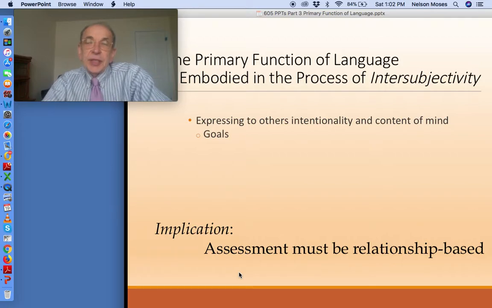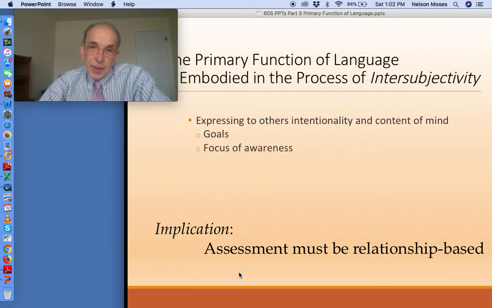And again, what is intentionality? What is content of mind? Well, the goals one has in speaking, what one is trying to accomplish, the focus of awareness. And in the area of language, consciousness or awareness is critical. If you're not aware of something, you're really not going to be speaking about it. Think about that. Your content of language is things that we're aware of. Not aware, not going to be speaking about it.